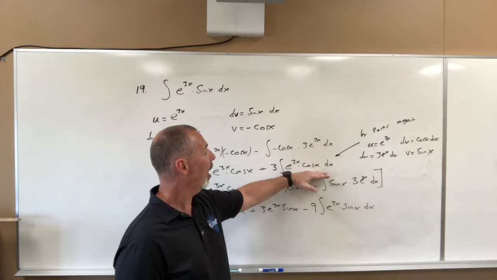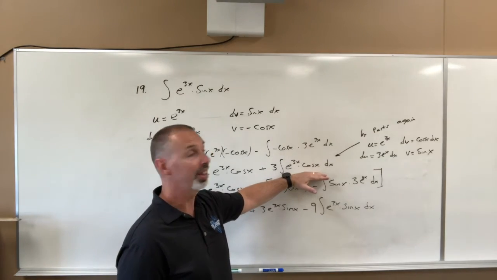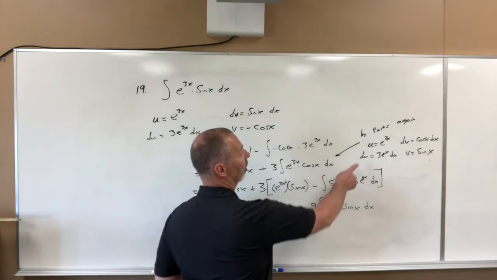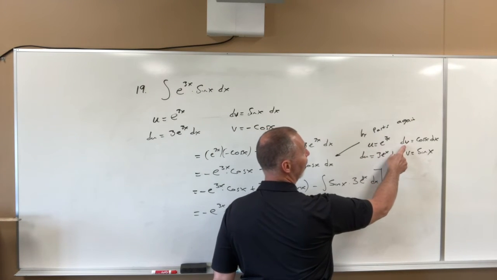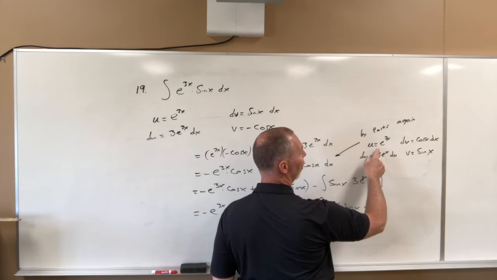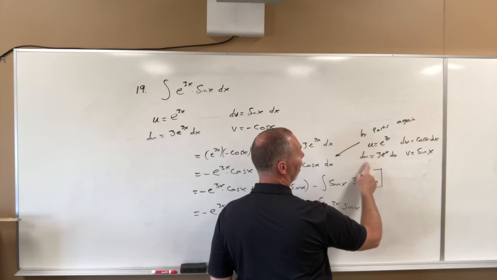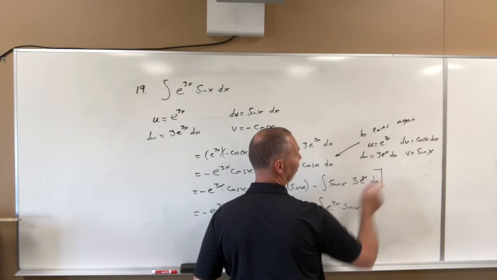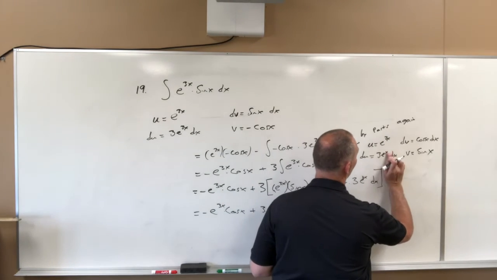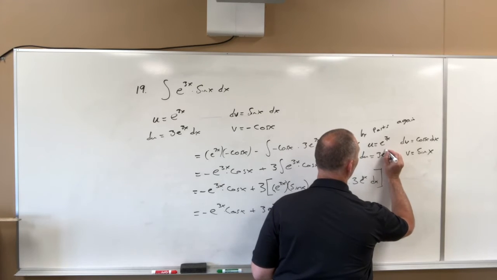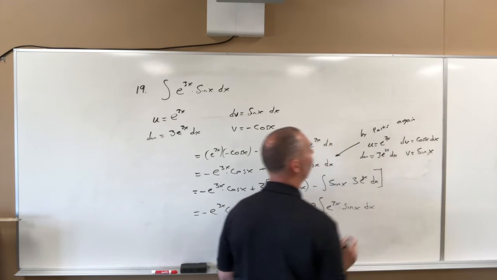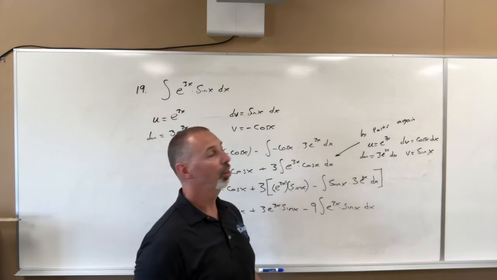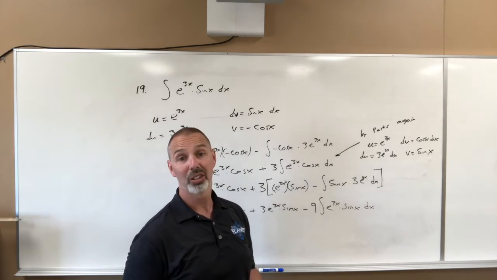Again, we now have to integrate this by parts again. So again, we're going to select a u and a dv. And you can see what I've done here. Again, u was e to the 3x, du is the 3e to the 3x dx. I've forgotten the 3 there. There we go. All right, and the integral of cos x dx is sine x.